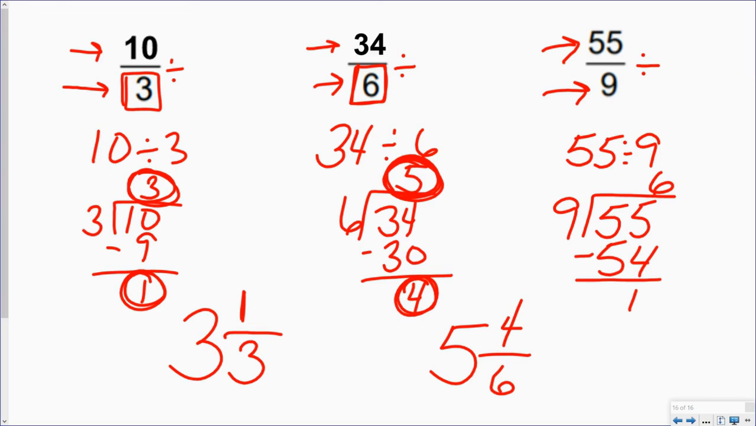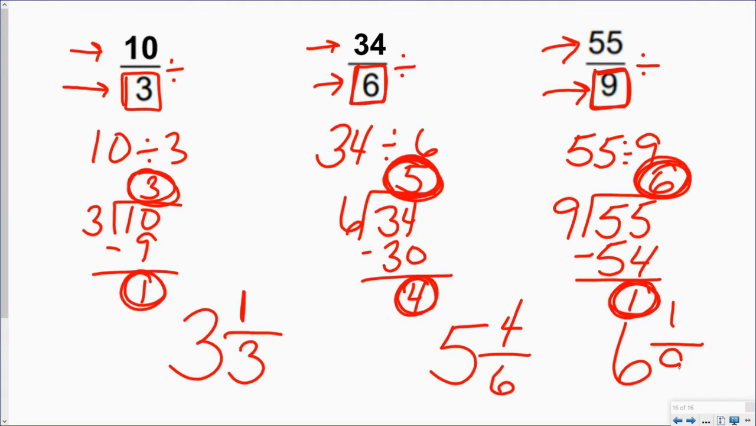So again, goes in there evenly 6 times. So that is my whole number. I have 1 left over. That's my numerator. And then my denominator stays the same as it was in my previous fraction, which was 9. So I have 6 and 1/9. So 55 ninths as a mixed number is 6 and 1/9.